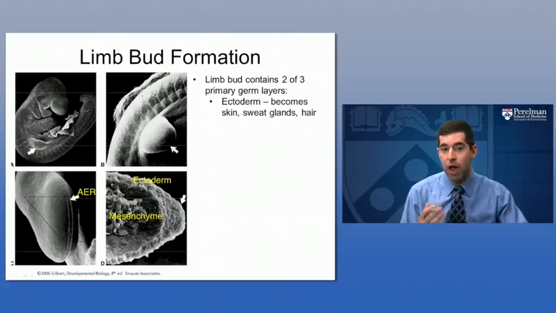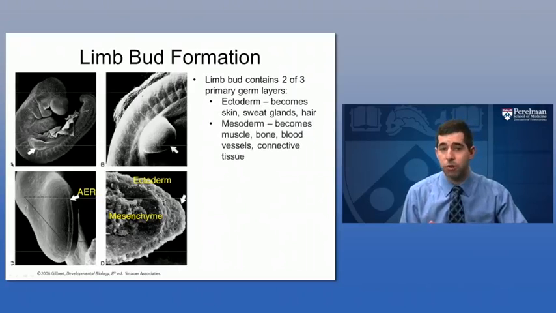Hair and other appendages like the erector pili muscles, those being the very small muscles that actually cause that hair to raise up. So when you have goosebumps, that's what's causing that, little erector pili muscles causing that raising of the hair. The mesoderm is also a layer here. The mesoderm mainly becomes tissues that are more internal within the limb, things like muscle, bone, the blood vessels themselves, and connective tissue as well.